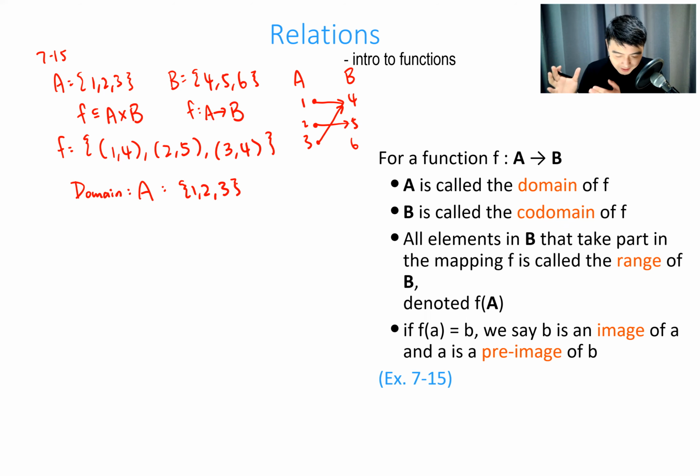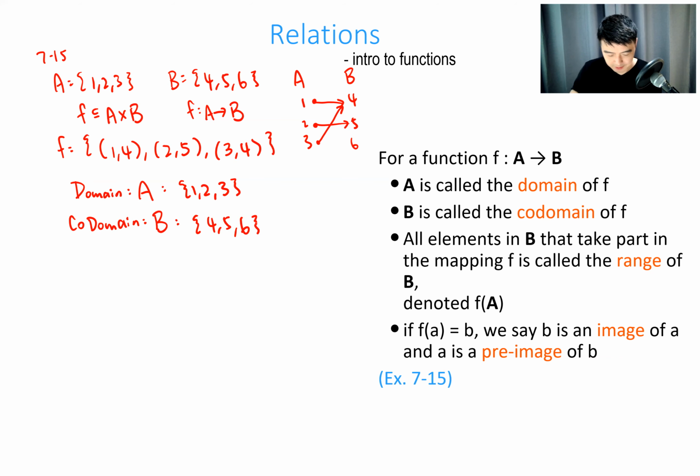The second definition is called a codomain. A codomain, in short, is just B. It's the set of possible elements that can take part in this mapping. So it's 4, 5, and 6.